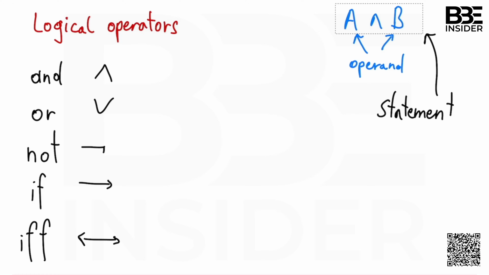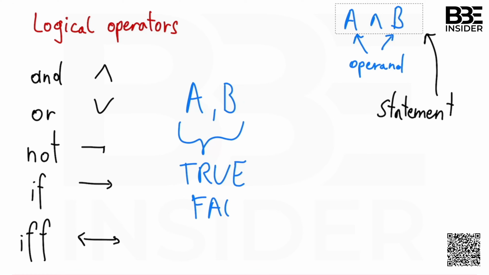For that, we need our operands, A and B. In our case, just as an example, these can take the values either true or false, denoted by F and T. I will show you how to use the logical operators in combination with the operands to assess if a statement is true or false.